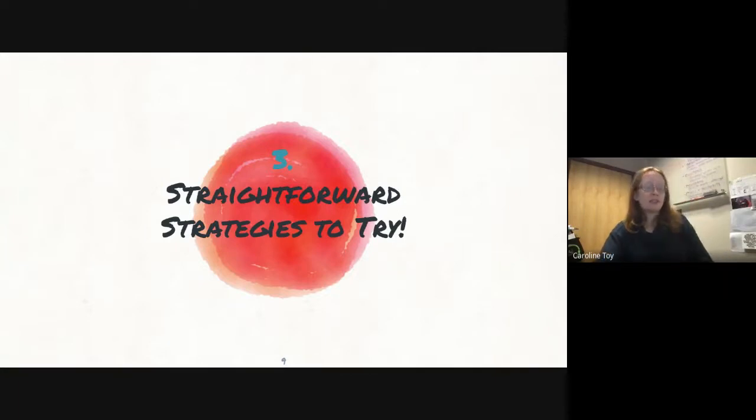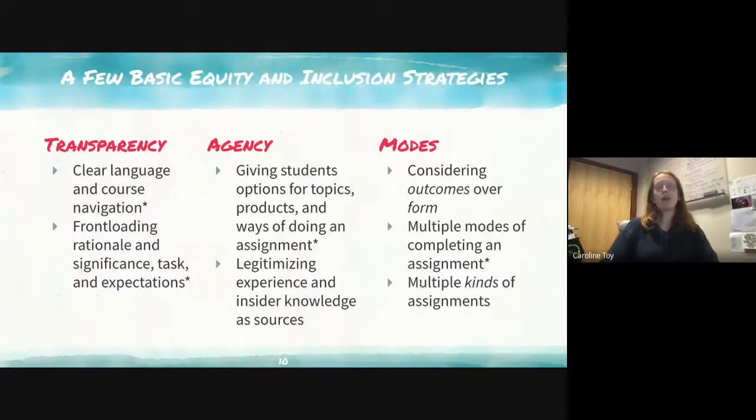Some straightforward strategies to try. Again, not the be all and end all, but 3 things that can be helpful in lots of different types of classes in one way or another, and are just intended to spark your thinking. And these are the strategies we're going to talk about today.